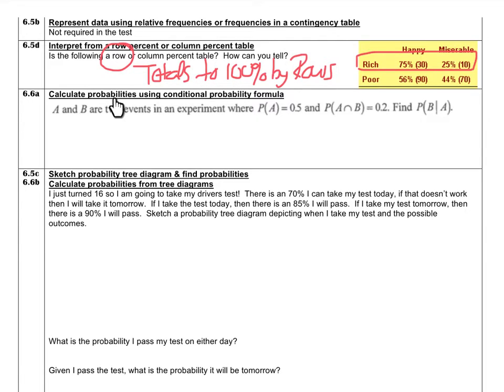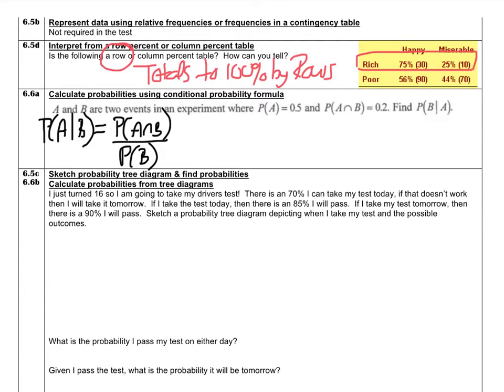6.6a, calculate probabilities using the conditional probability formula. Let me write that down first. What the formula said is the probability of A given B is going to be equal to the probability of A and B over the probability of B is how the formula works.